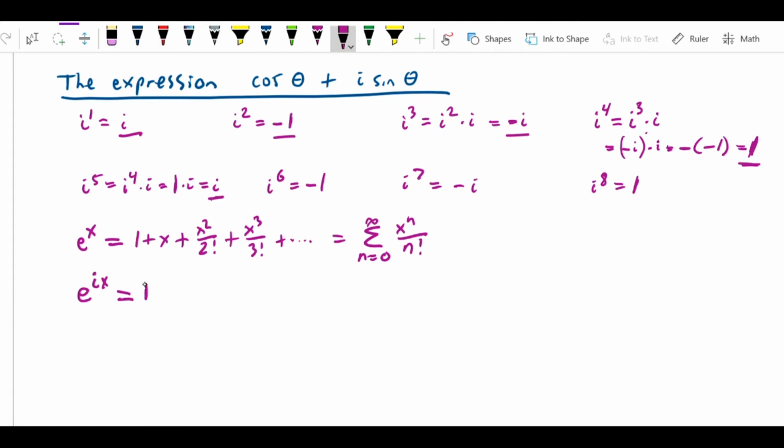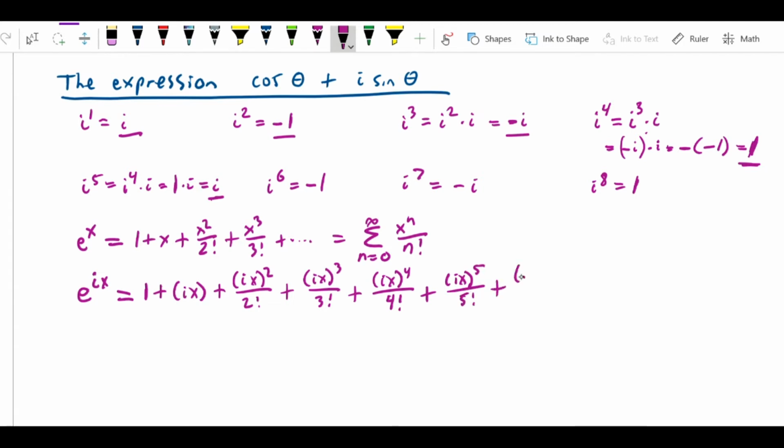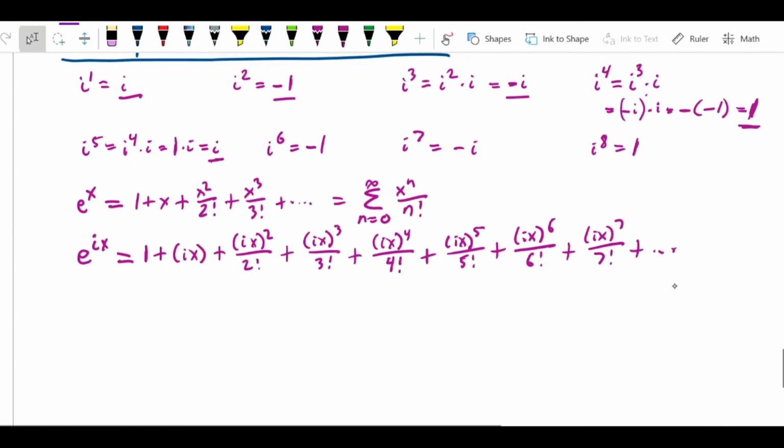So e to the ix is going to be 1. Every place I see an x, I'm going to replace it now with ix. So now I'm up to ix squared over 2 factorial plus ix cubed over 3 factorial. Let's go a little further. ix to the 4th, I actually want to go all the way up to 7 for this example, over 4 factorial, plus ix to the 5th over 5 factorial, ix to the 6th over 6 factorial, ix to the 7th over 7 factorial, and well, that'll be enough for now. You'll see why we need all of those in a minute.